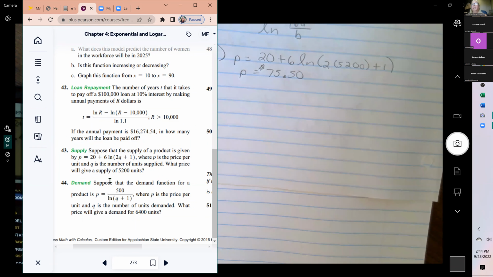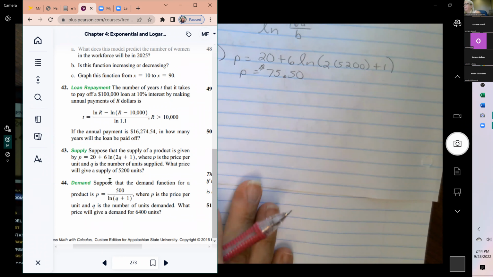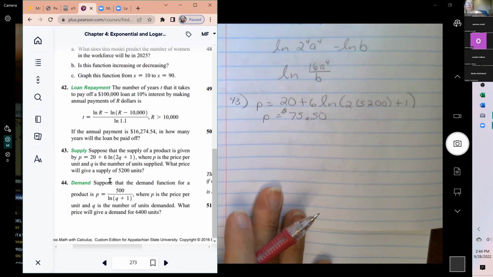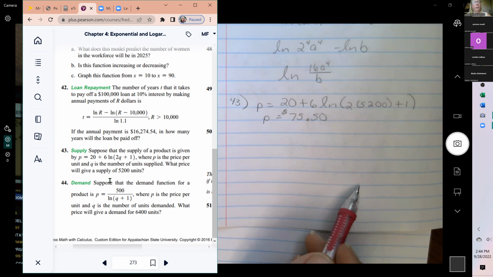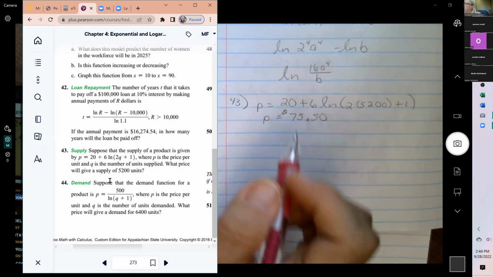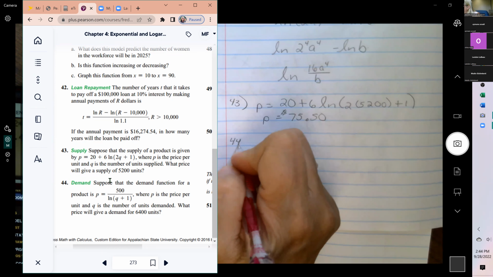The biggest thing, I know you know where it goes. The biggest thing is plugging it into the calculator correctly. Is everyone getting 75.5? Any questions on that? We'll do the next one. Try 44.